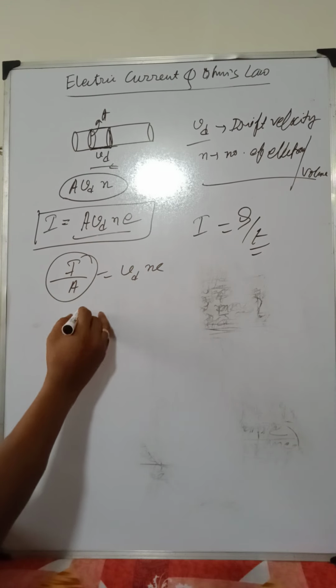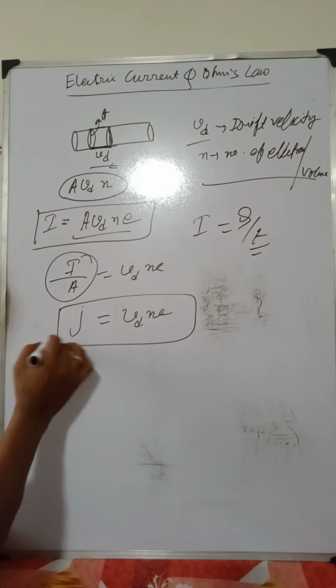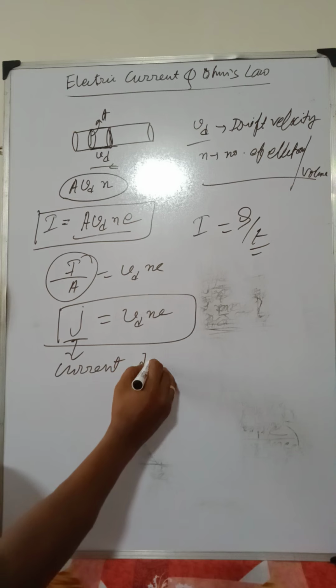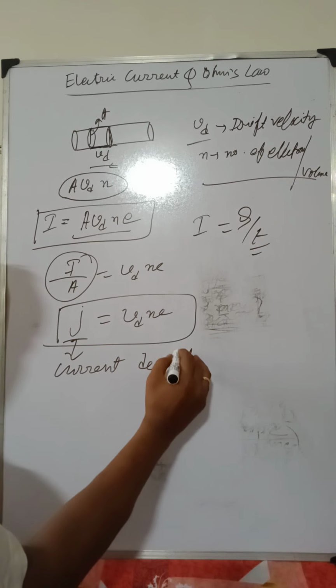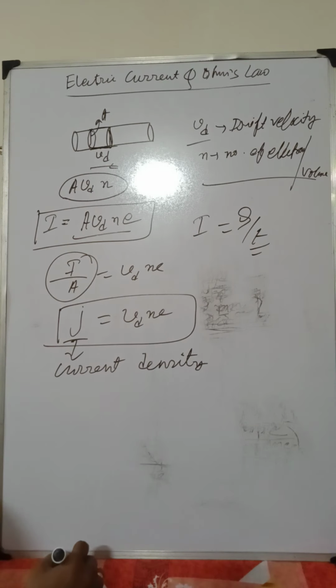Now I by A equals Vd N E. This I by A is called the current density. J is called the current density.